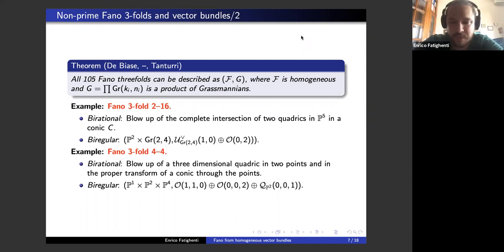And our description, in fact, is quite simple. As an ambient space, you take P1 cross P2 cross P4, so a very simple variety. And then you take 2 line bundles, of degrees (1,1,0) and (0,0,2), and then a rank 2 vector bundle, which is given by the rank 2 quotient bundle on P2, and you want to twist it by O(1) on P4. And more or less, this is how it goes. So for any birational family, you find the equivalent described with the zero loci of vector bundles.